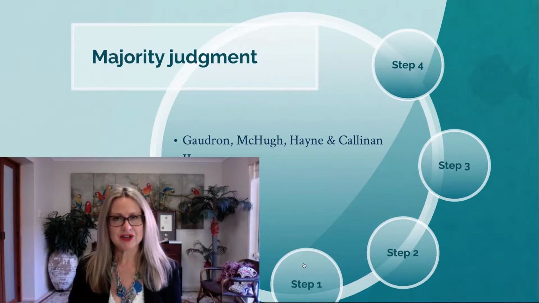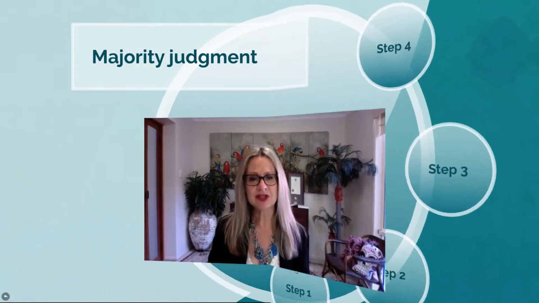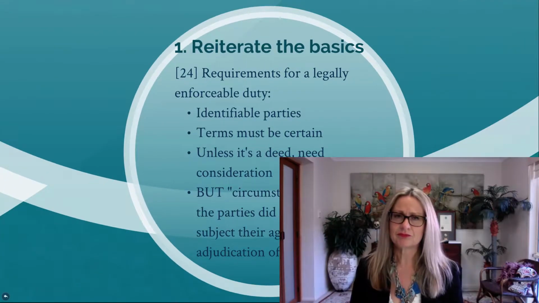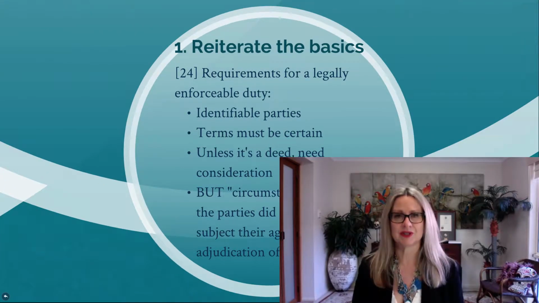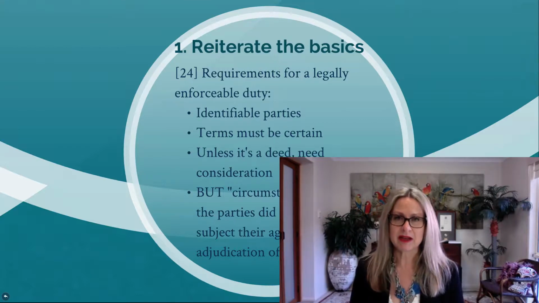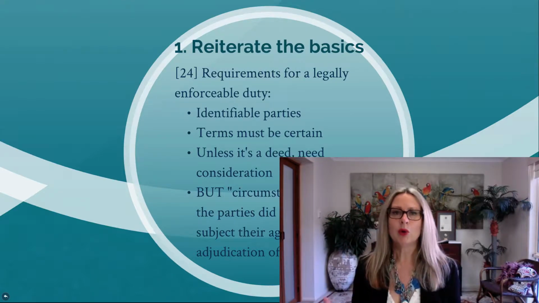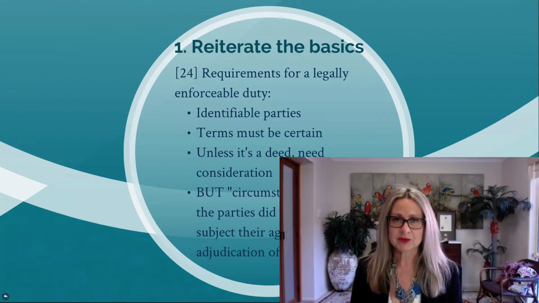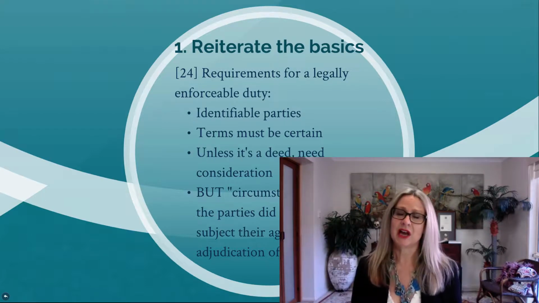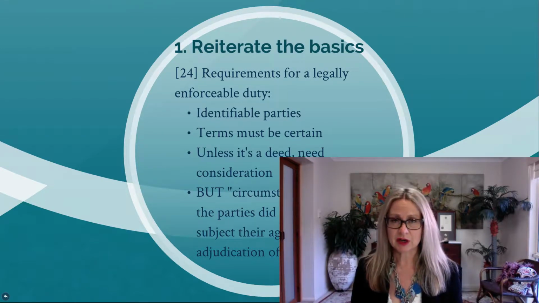Firstly, where do you start in a majority judgment like this? Obviously, they have a look at the facts and so forth and the history of the case. But when they're getting down to tin tacks, the first thing they do is very sensible. They reiterate the basics, okay? What do we need to look at in terms of whether or not a contract was validly formed and legally enforceable? You have to have a set of parties. They have to be identifiable.